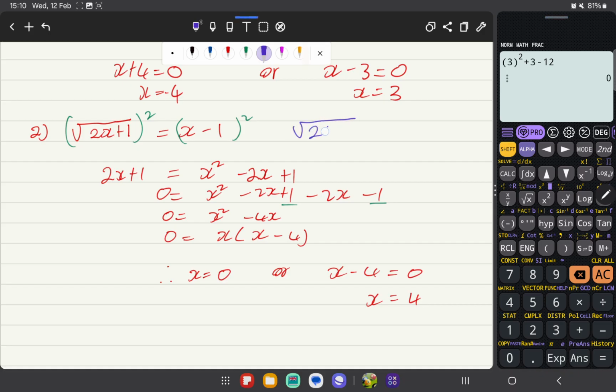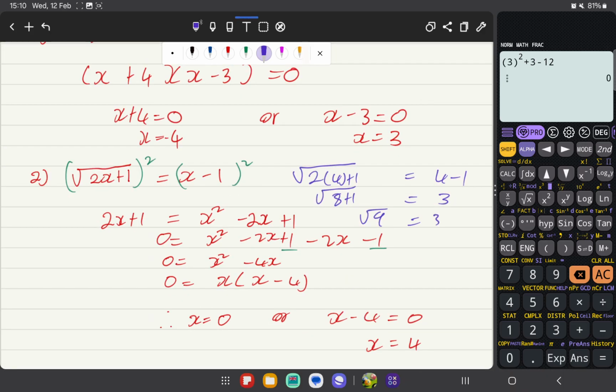You have the square root of 2 times 4 plus 1 equals 4 minus 1. You're going to have the square root of 8 plus 1. You're going to have the square root of 9, which is 3, right? So everything works.